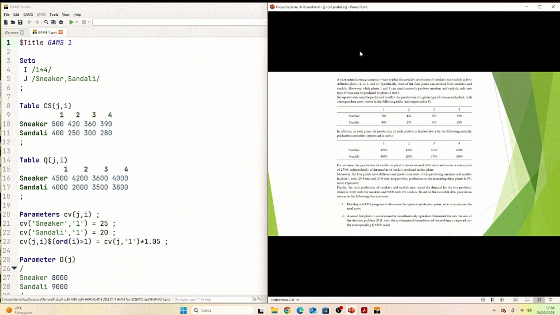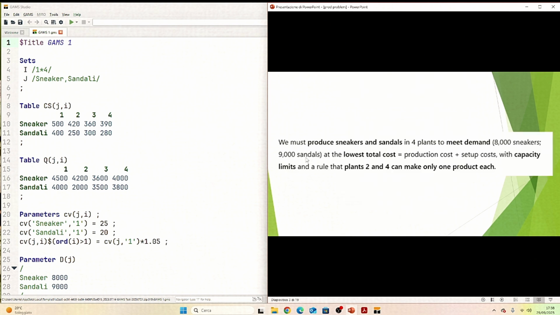This is the problem. In one sentence, we must meet demand for sneakers and sandals and spend the least money. Money here means unit production costs plus one-time setup cost when a plant produces a product. Plants have capacity limits, and plants 2 and 4 can produce only one product each.